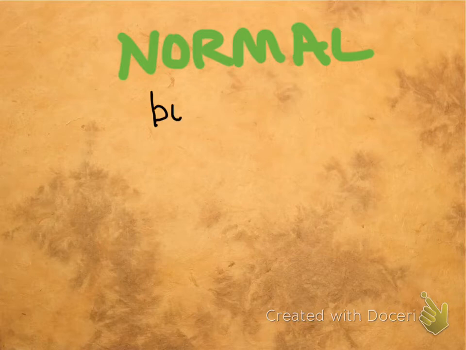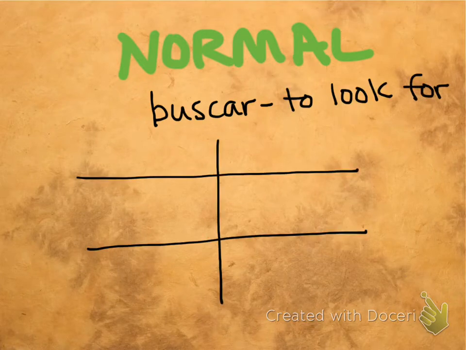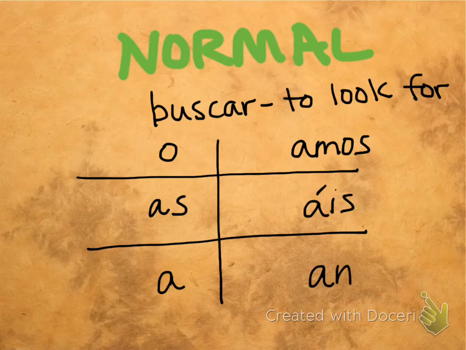So, normally we have two parts of an infinitive verb. We have the root of the verb and the ending. The ending is what we chop off. We chop off the AR and we add the endings for AR verbs. If you don't know those, you can rewind the video and get those from the last slide.